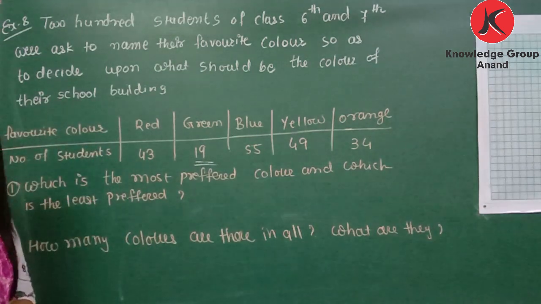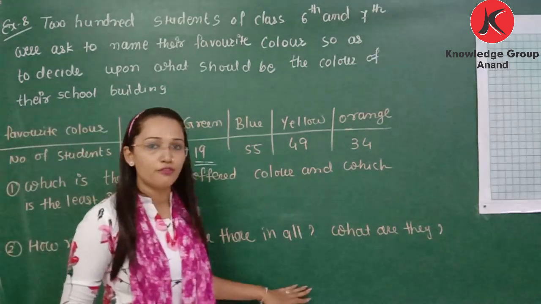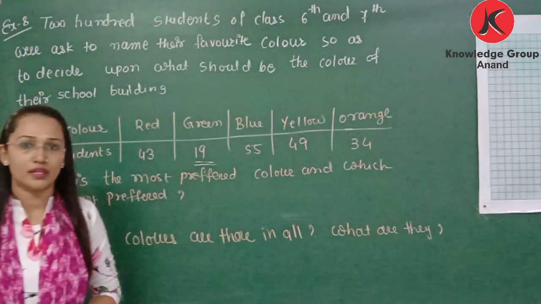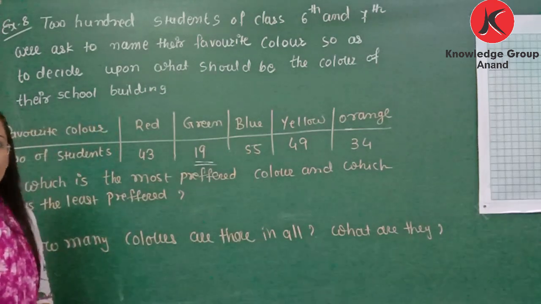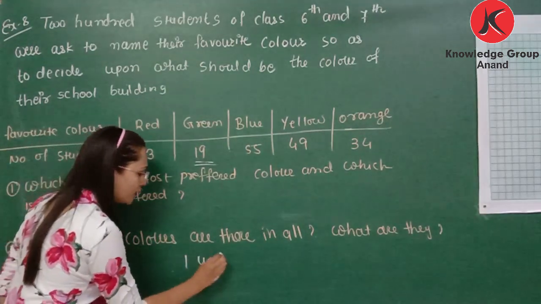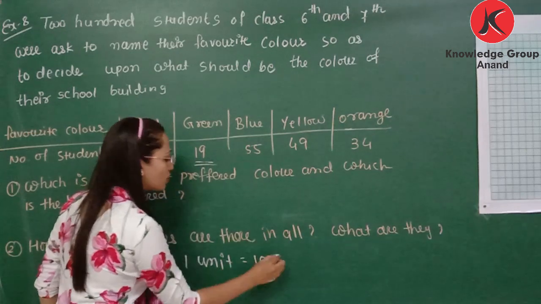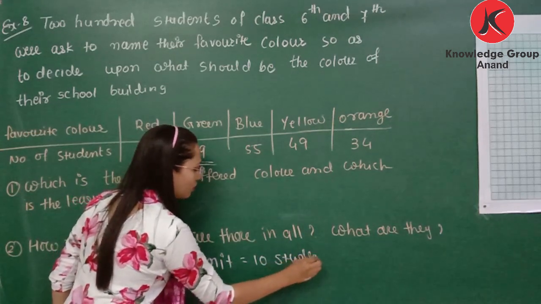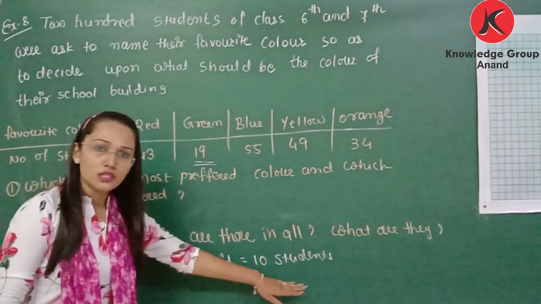You can select any scale for that. For that, here we use a 5 by 5 graph, or you can select 10 by 10. But here, let's select the scale: 1 unit is equal to 10 students. Here the number of students is given, so we use 10 students.